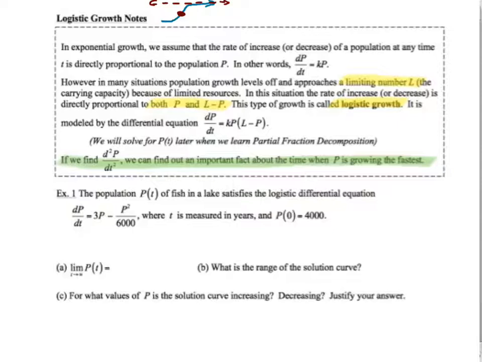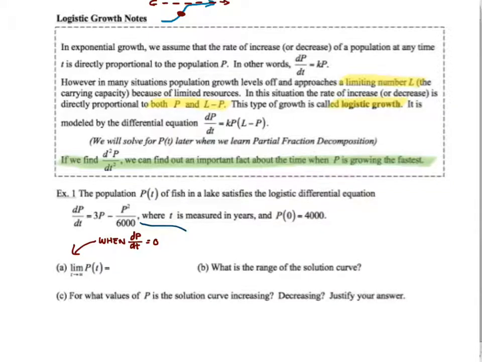The population P of t of fish in a lake satisfies the logistic differential equation dp/dt equals 3p minus p squared over 6,000. Now that doesn't really look like the function above. However, it just doesn't have a p factored out. Anyways, if you want to find the limit as t goes to infinity of p of t, the limit will be where the first derivative equals 0, right? Because it's got to reach a horizontal tangent line. That's where your limiting factor will be.